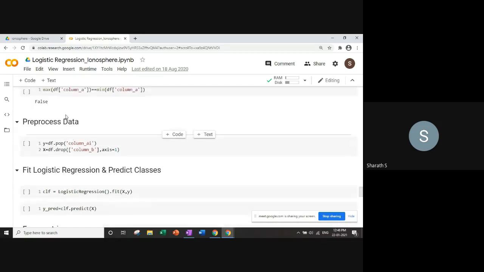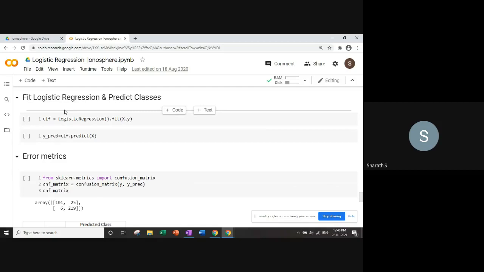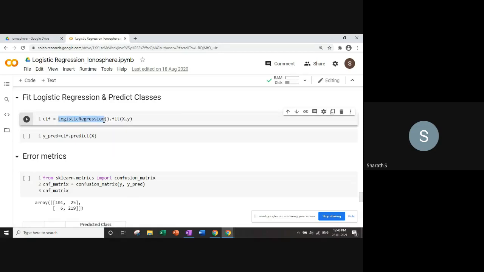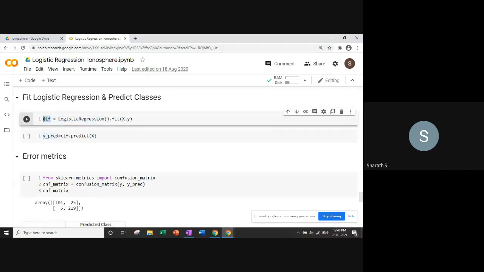Then all the pre-processing is done. So we can move on from pre-processing to the fitting. The logistic regression is a function that we defined earlier, so we can just use that and say dot fit with your X matrix and Y column. From the fit, the next step is prediction. We stored that logistic regression in a variable called CLF, and we say CLF.predict on the X variables.